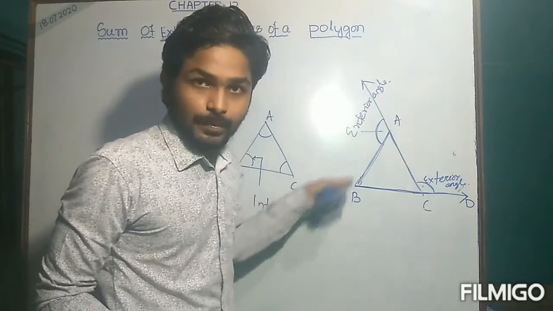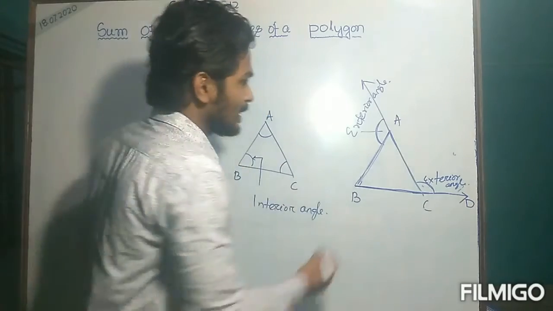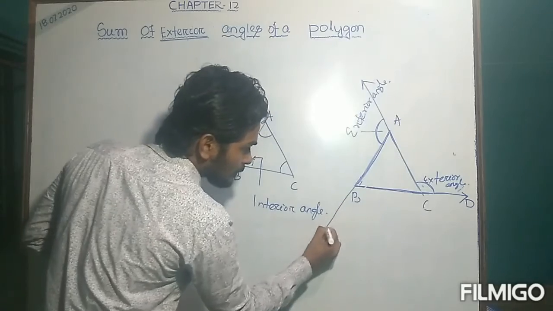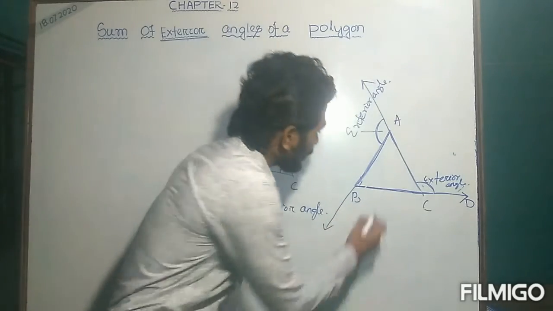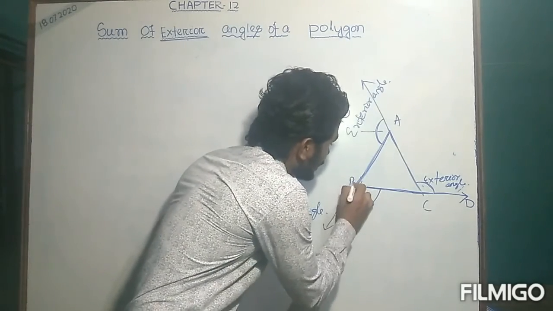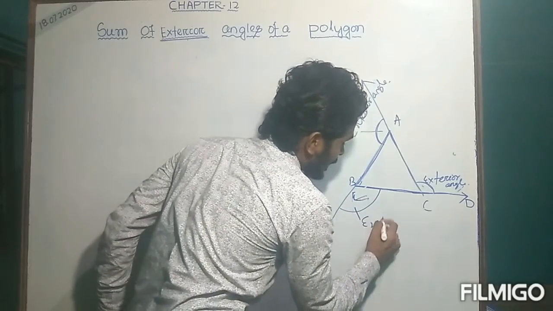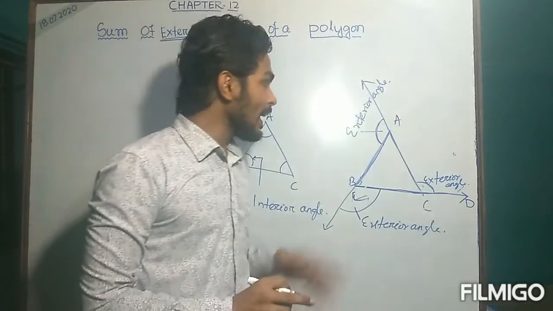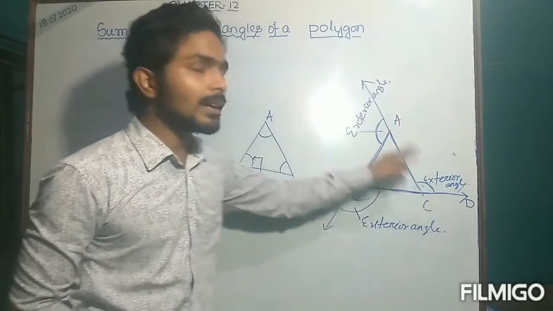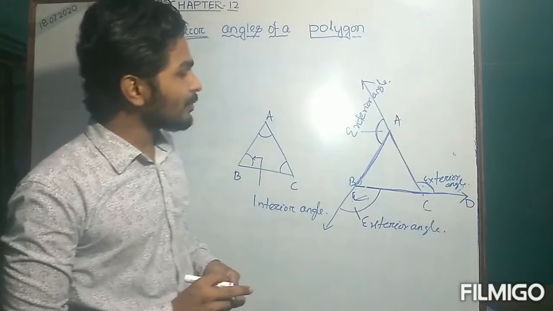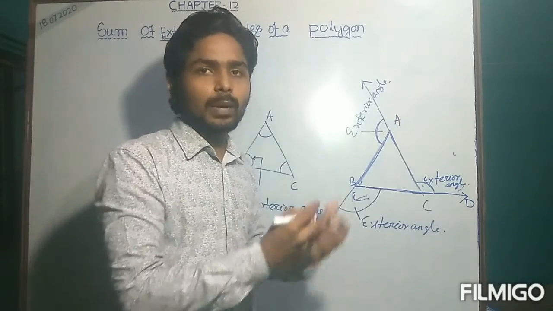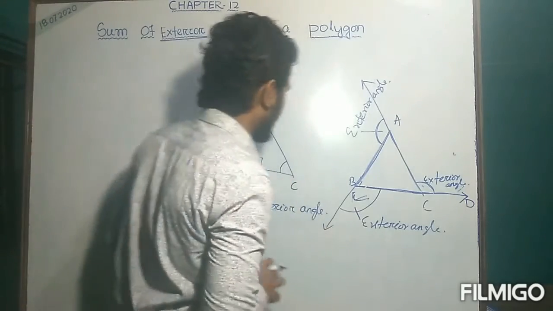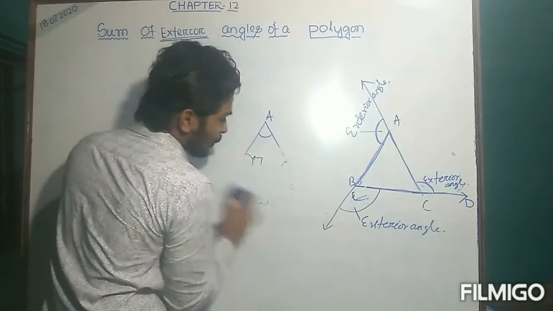Whenever this AB is produced towards the right, see, this is my right hand, it should be produced in this direction. Now you can see there is an angle formed, and this angle is known as an exterior angle. Hence, what did we get? A triangle has three exterior angles, and those exterior angles can be found by producing any sides in a particular direction. So a triangle has how many exterior angles? Three exterior angles.